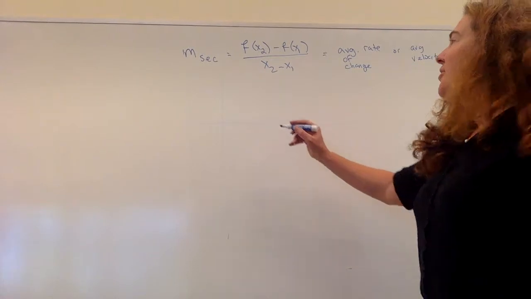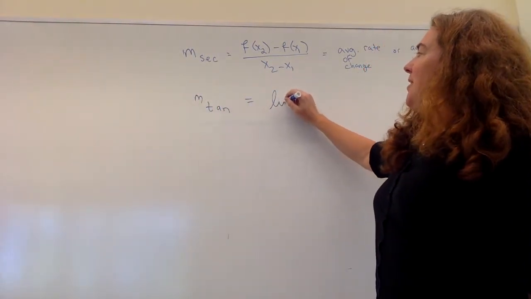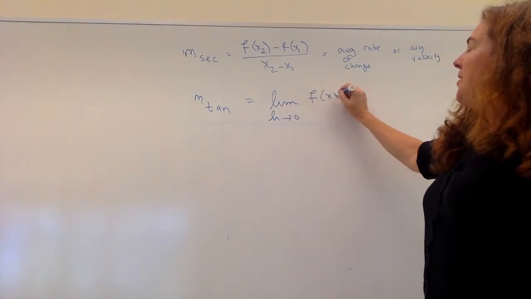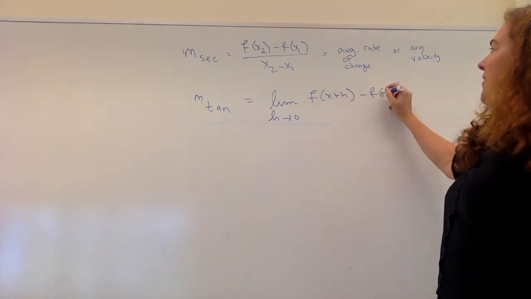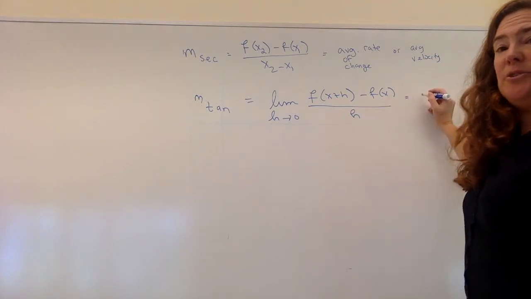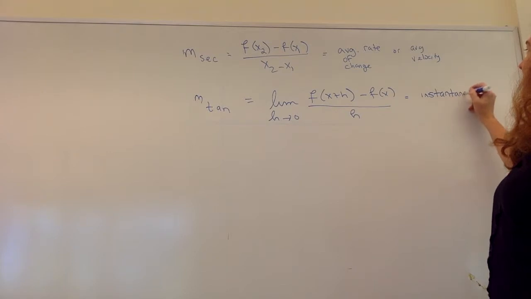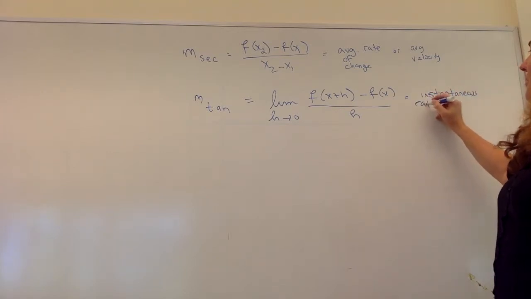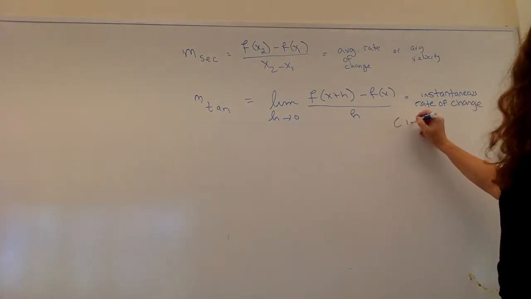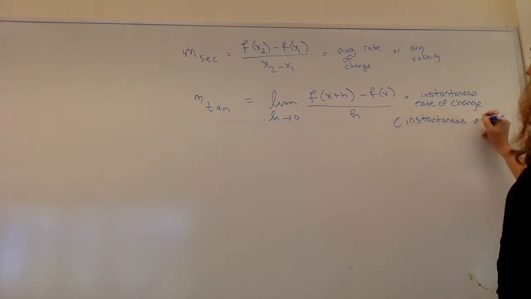And we know that the slope of the tangent line is the limit as h approaches 0 of f of x plus h minus f of x all over h, and that this is equal to an instantaneous rate of change. Or again, if we're talking about velocity, it's the instantaneous velocity.